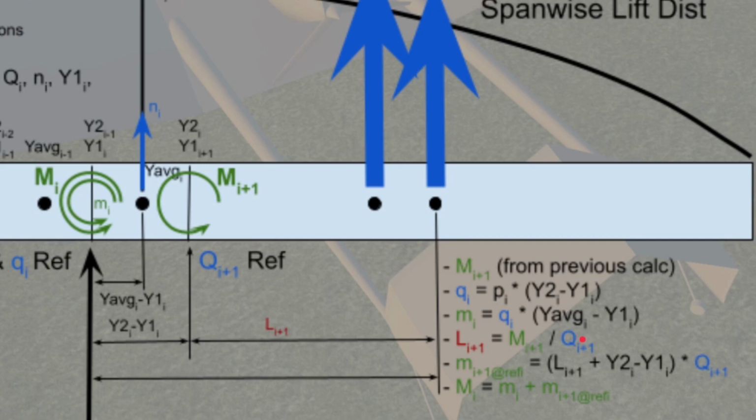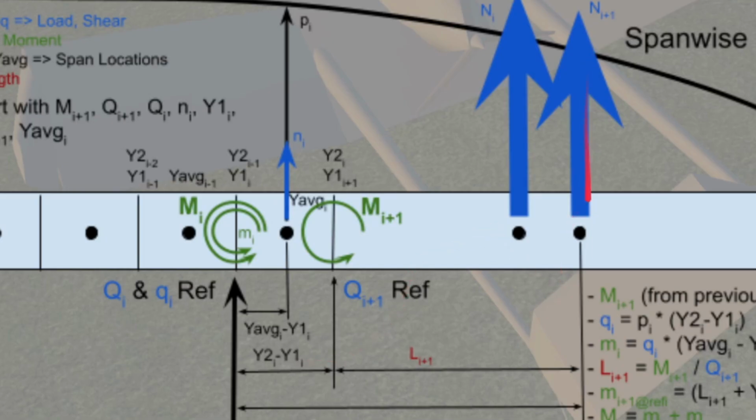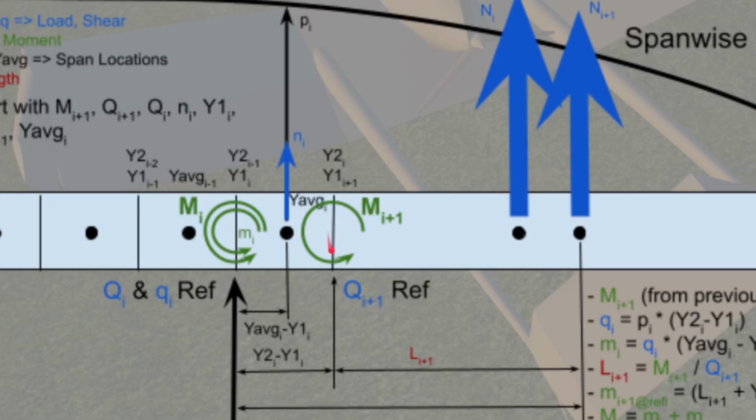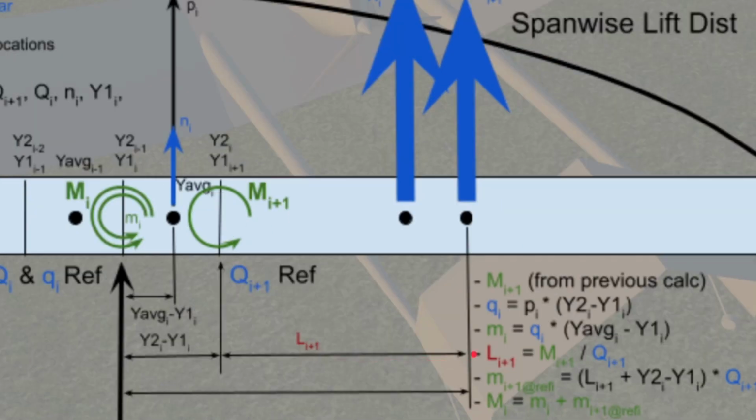Remember, the moment is our lift or shear times length. Let's just rearrange this equation. Take our moment divided by our shear. That gives us our length. So now we've calculated how far out that lift is. That's its L at I plus 1. In this case, L is not lift, it's length. Now it's quite easy to change that moment from here to here. We just add in our y2 minus y1 at this section, add that to our L, and that gives us our total length from this reference now. This plus this will give us our total length.